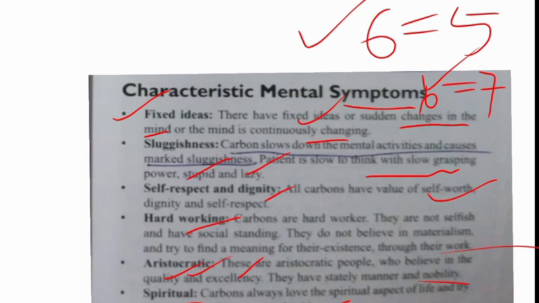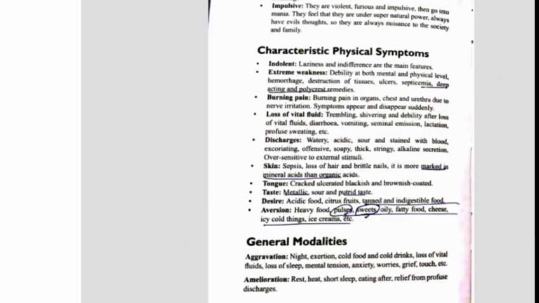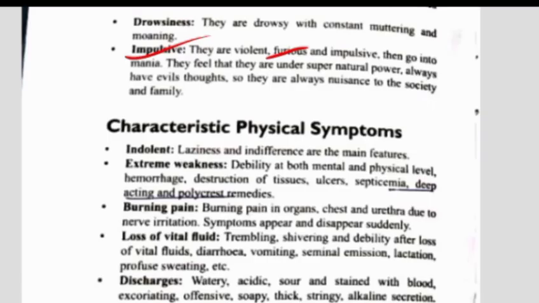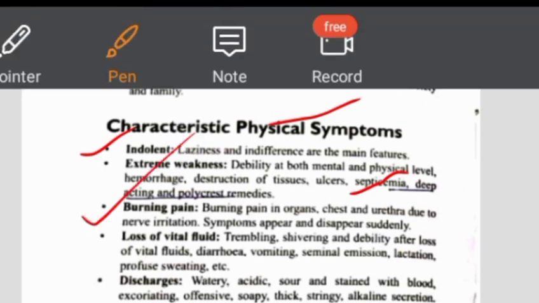Now the thing is that we discussed the impulsive, sometimes they become violent, impulsive, these are the things. Now physical symptoms, they are indolent, we discussed before, extreme weakness because the mind and body are so debilitated due to the loss of vital fluid. In this clinical condition they are very weak. Burning pain is found mainly in the skin after itching or rubbing, that fat gets burned. Loss of vital fluid, that's why there will be trembling.